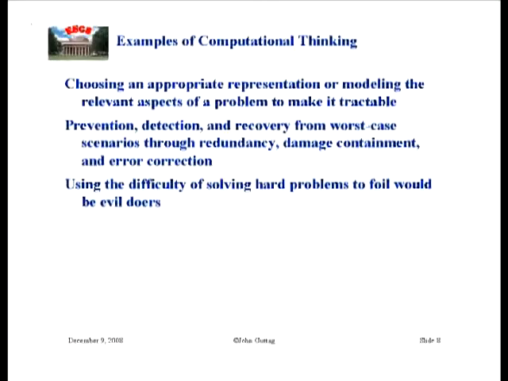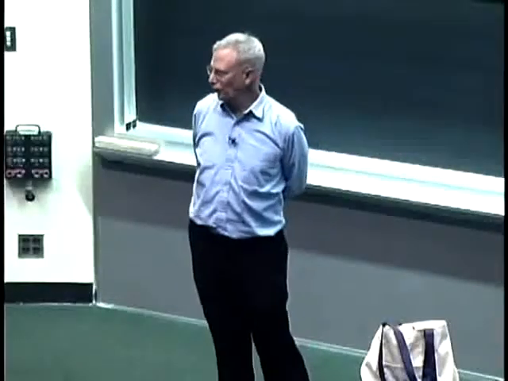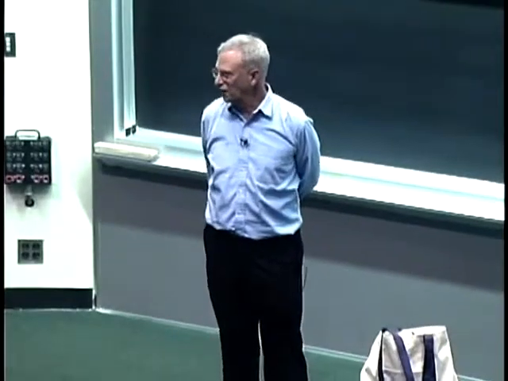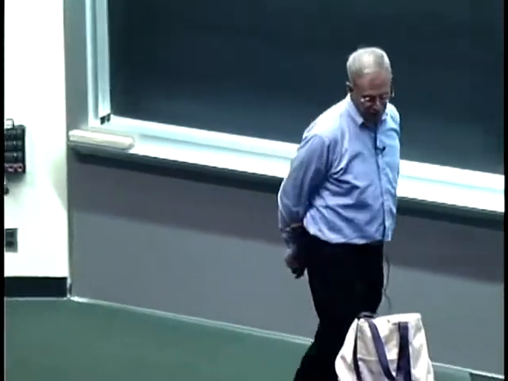So, some other examples: choosing an appropriate representation, modeling the relevant aspects of a problem to make it tractable. And this is the essence of abstraction that computer scientists learn, which is how to figure out what's relevant and ignore what is irrelevant or less relevant. It's to focus on the important things. That's an enormous skill in not only computing but in life.